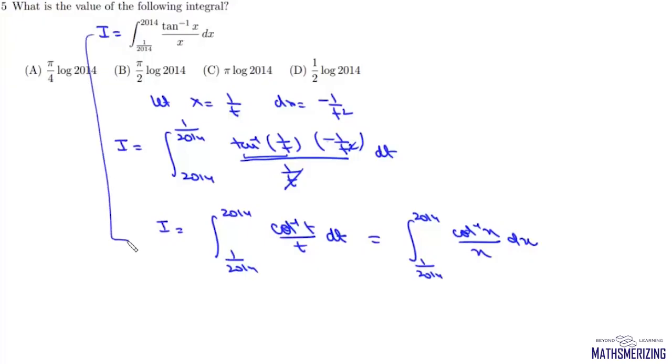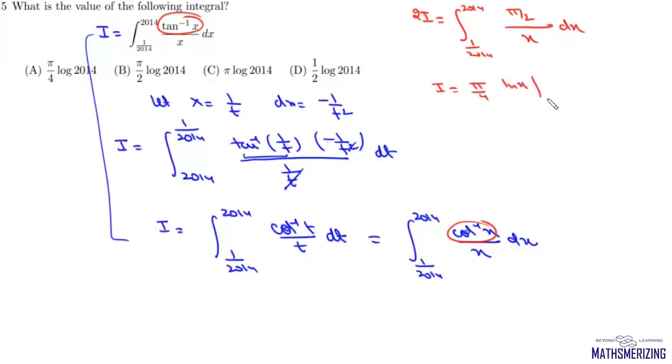Now we'll add them both, then we can write 2I equals the integral from 1 upon 2014 to 2014. Now tan inverse x plus cot inverse x is an identity and it will be equal to pi by 2, and then we'll have this upon x dx. So this I will be pi by 4 and then log x from 1 upon 2014 to 2014. So it will be pi by 4 and then log 2014 square, which is pi by 2 into log 2014, and that's your option B.